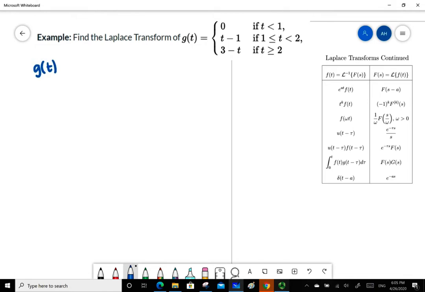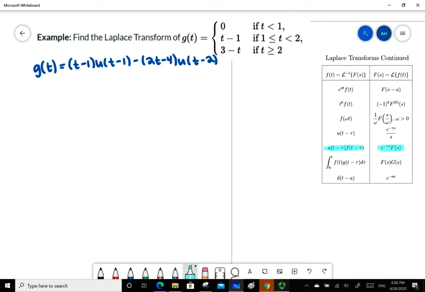From the previous example, we already know that g of t is (t minus 1) u of t minus 1 minus (2t minus 4) u of t minus 2. And according to the second shifting theorem, the Laplace transform of u of t minus tau times f of t minus tau is e to the negative tau s times the Laplace transform of f of t.